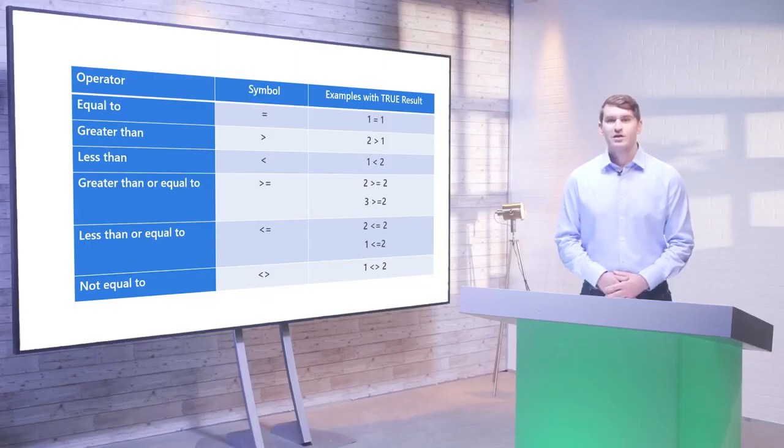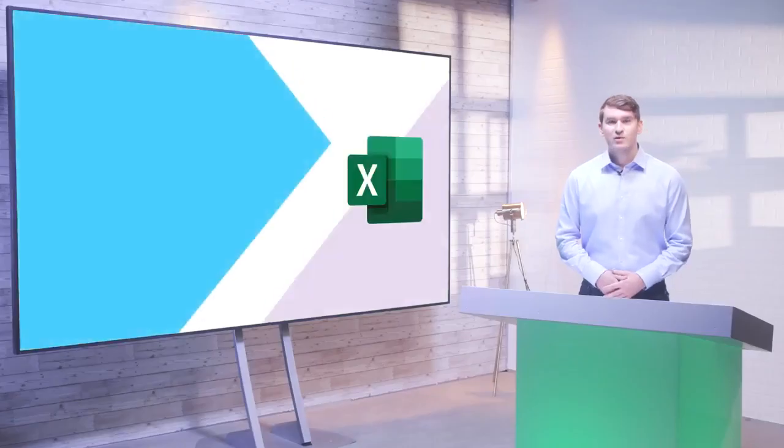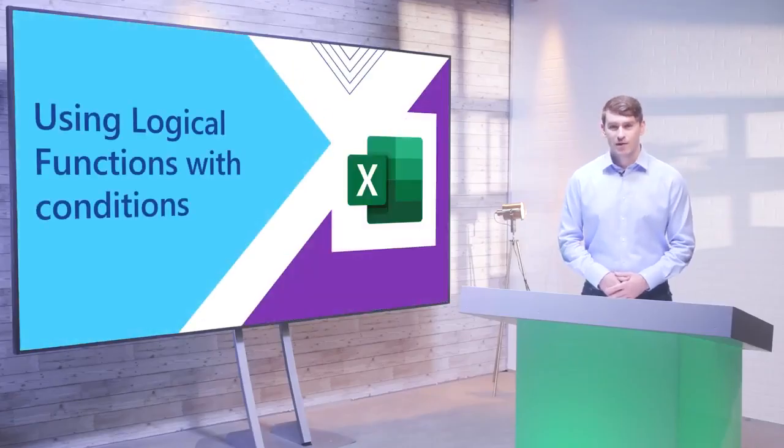Excel provides 6 logical operators to compare numerical data stored in an Excel sheet. These logical operators are equal to, greater than, less than, greater than or equal to, less than or equal to, and not equal to. On screen, you can see a table with the logical operators that are available in Excel 365 and what they do. Let's take a closer look at the main logical functions and operators.